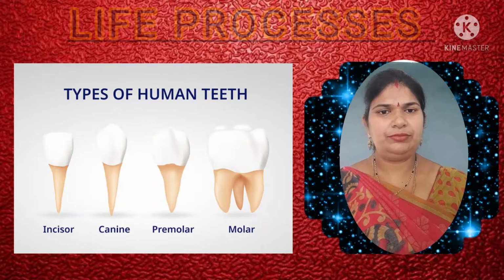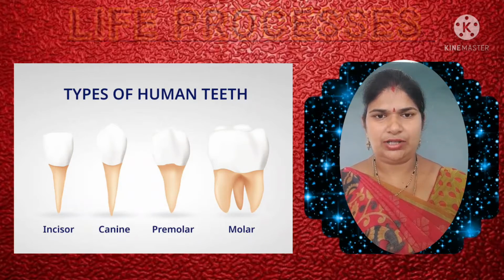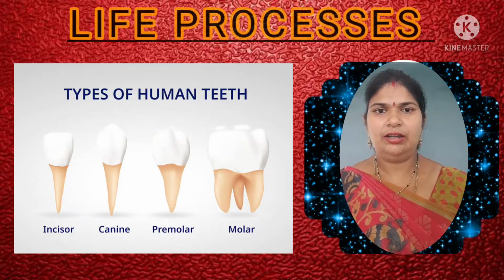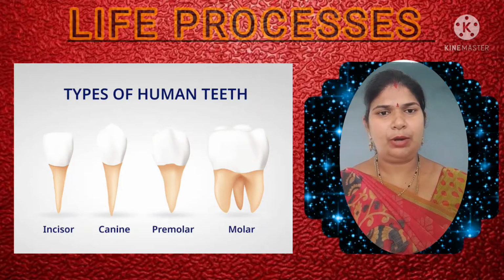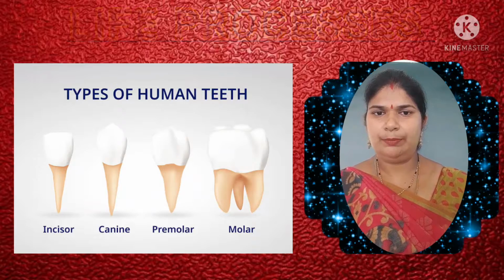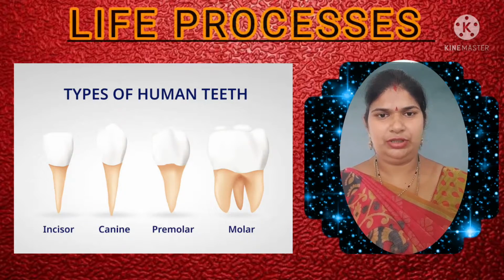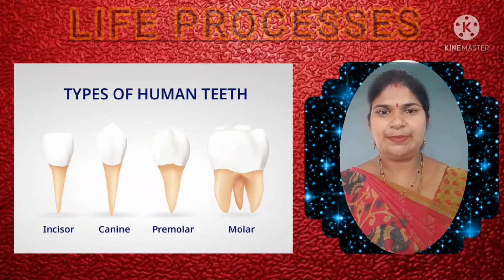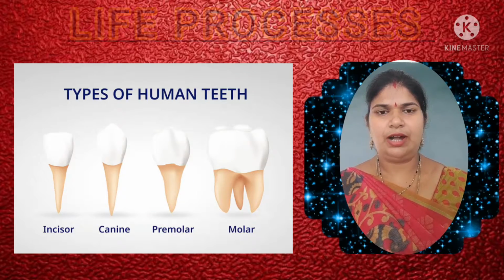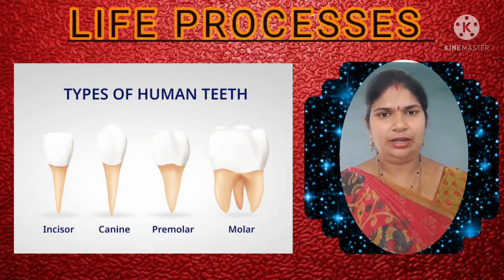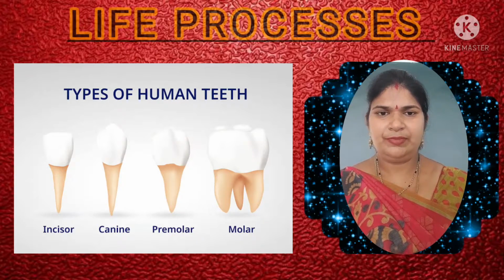And the final teeth are called molars. They are located at the back of our mouth. They also help in grinding as well as chewing the food. Why? Because molars have a wide surface area to grind the food.